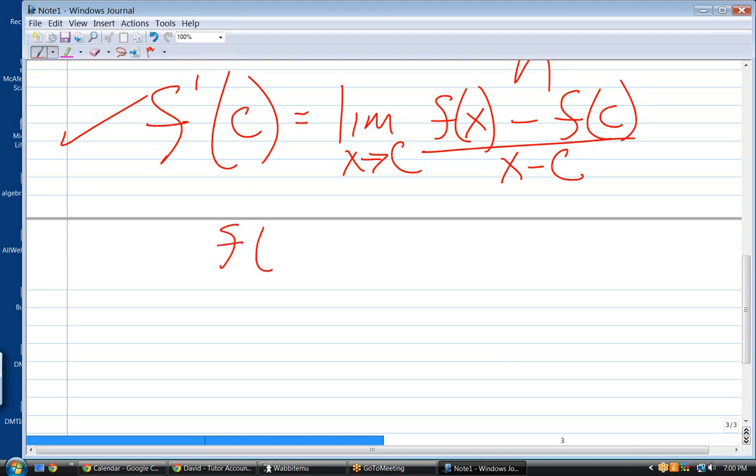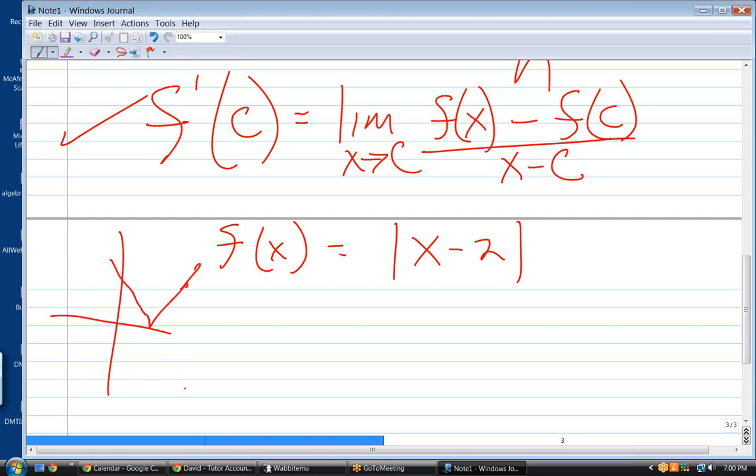f of x equals the absolute value of x minus 2. Show that it is continuous at x equal to 2. Well, if I draw a graph of that function, I know it looks kind of like that, right? It's the absolute value function translated 2 units to the right. So the question is, can we prove that it's continuous at that point? We can see that it is, but can we prove it? In order to prove it, we have to go through this process here.